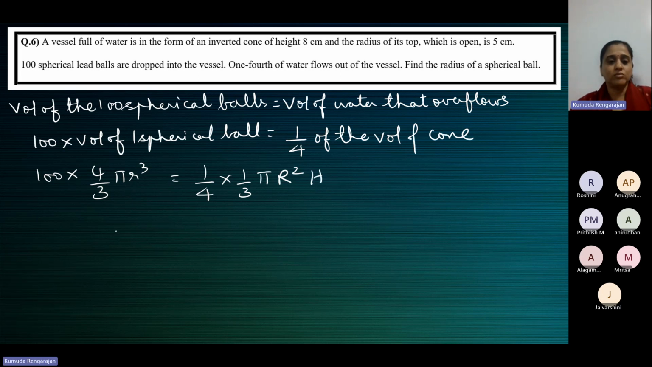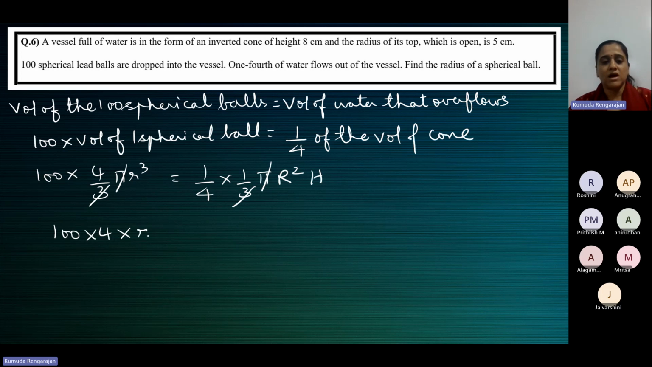Now what gets cancelled on both sides? The 3 and 3 get cancelled. Pi and pi get cancelled. See, that's what you should do first. Don't put 22/7. Pi gets cancelled on both sides, 3 gets cancelled on both sides. So what is remaining now? 100 into 4, you can write 400, or otherwise just 100 into 4 into r cube. This is what we need to find: the radius of the spherical ball.